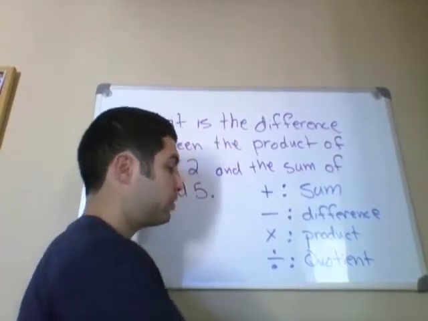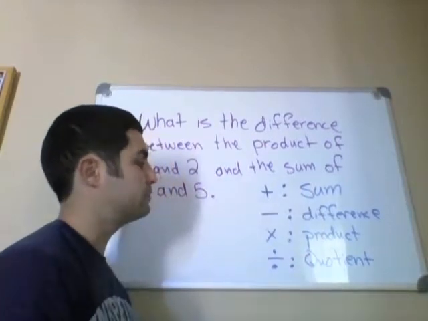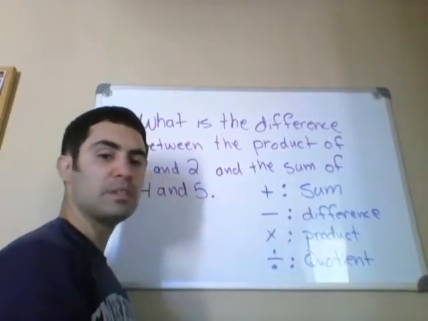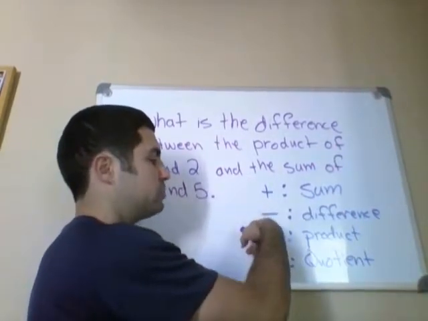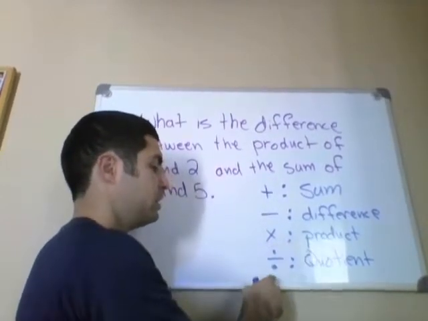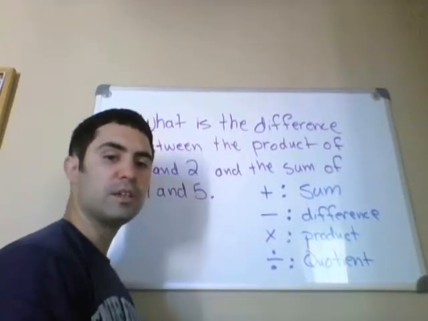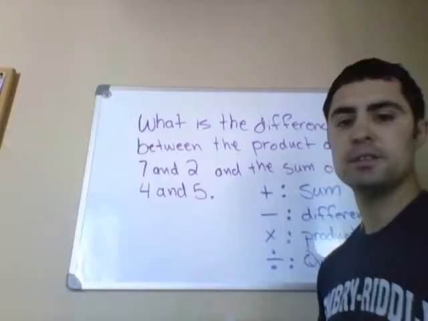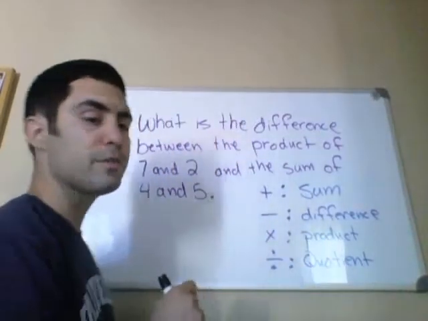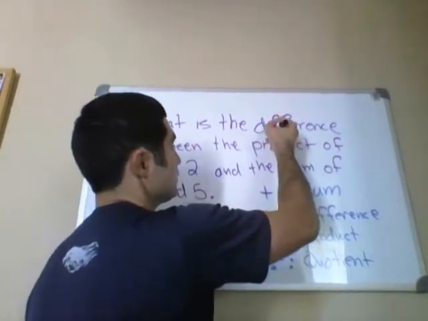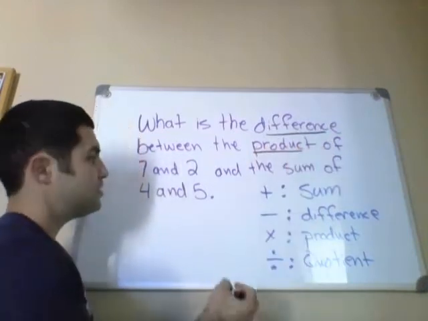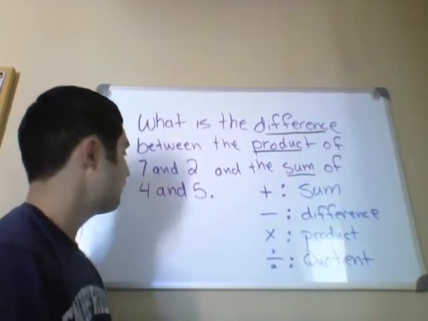Okay, so here are the words that go along with different operations. When we're adding something, the answer to an addition problem is a sum. Answer to a subtraction problem is a difference. Multiplication problem is a product. Division problem is a quotient. Okay? Okay, so with the knowledge of these terms over here, we're going to go ahead and solve this problem. What is the difference between the product of 7 and 2 and the sum of 4 and 5?